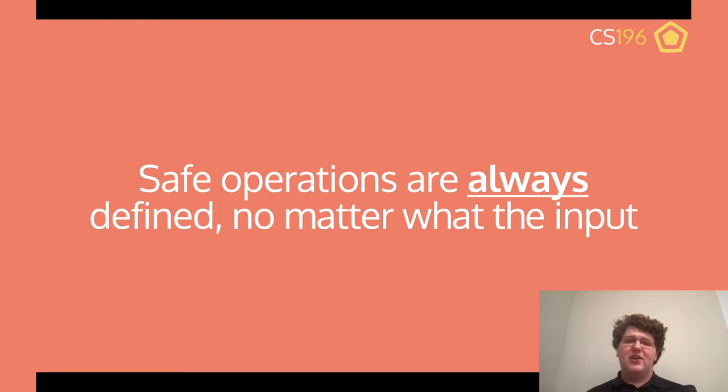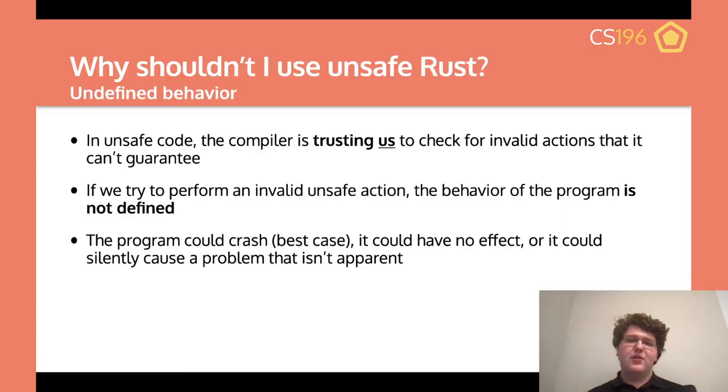While unsafe operations are not defined. They could vary from run to run. If I ran it the first time on my computer, and then did it a second time, if I did something wrong, it may not work the same. And this is really, really bad. In unsafe code, the compiler is trusting us, the programmer, to check for these invalid actions that it cannot guarantee. If we try to perform an invalid unsafe action where something isn't right, the program will do exactly what we tell it. And it will continue going on. And it will not tell anyone.